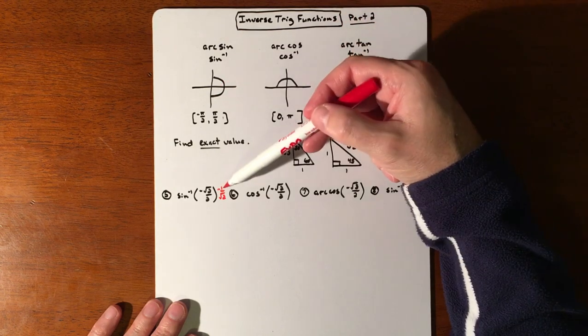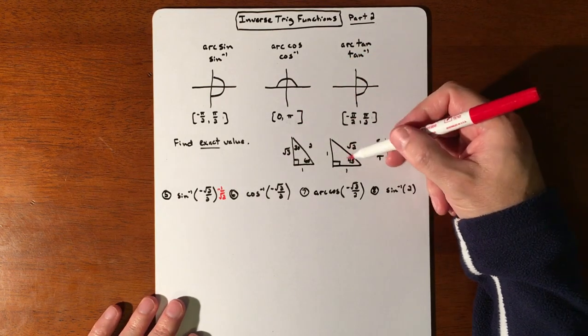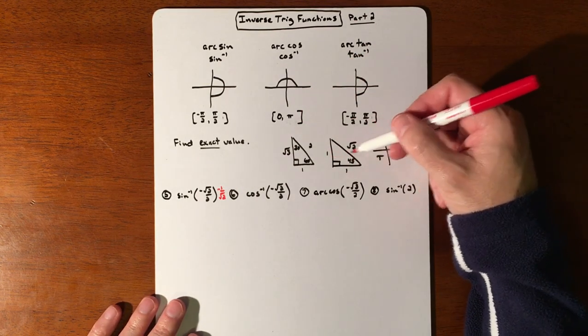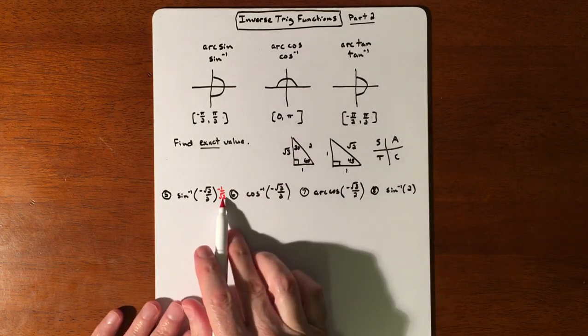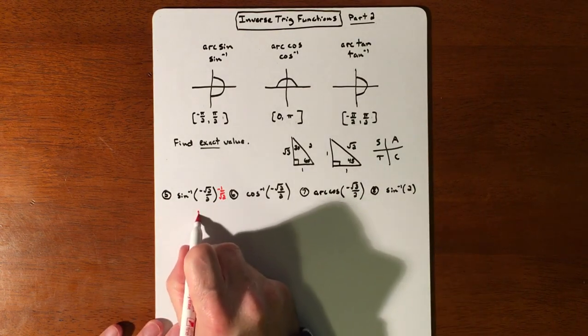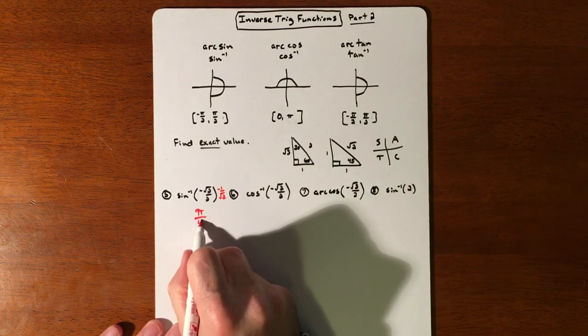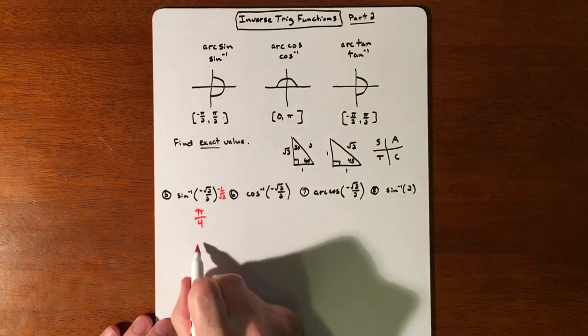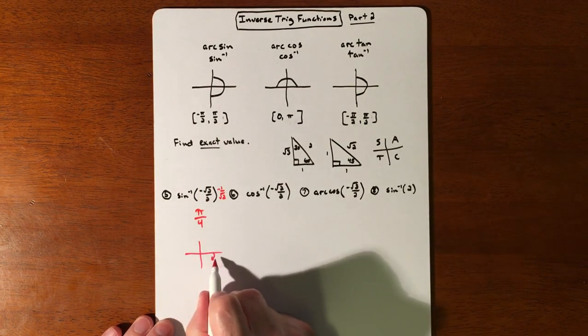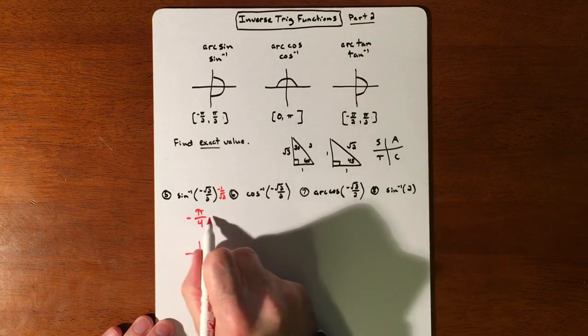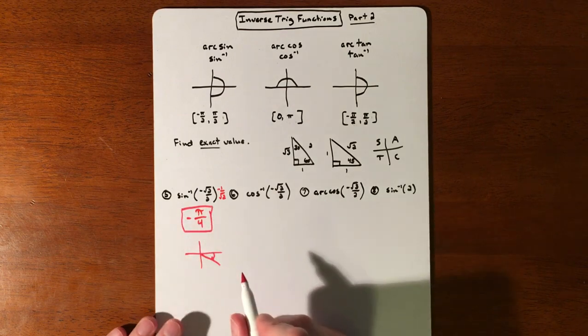and so we're looking at this quadrant down here, and opposite over hypotenuse for our sine is going to get us a 45. So we're looking at a pi over 4, but we head in this direction for our pi over 4, so it gives us a negative pi over 4.